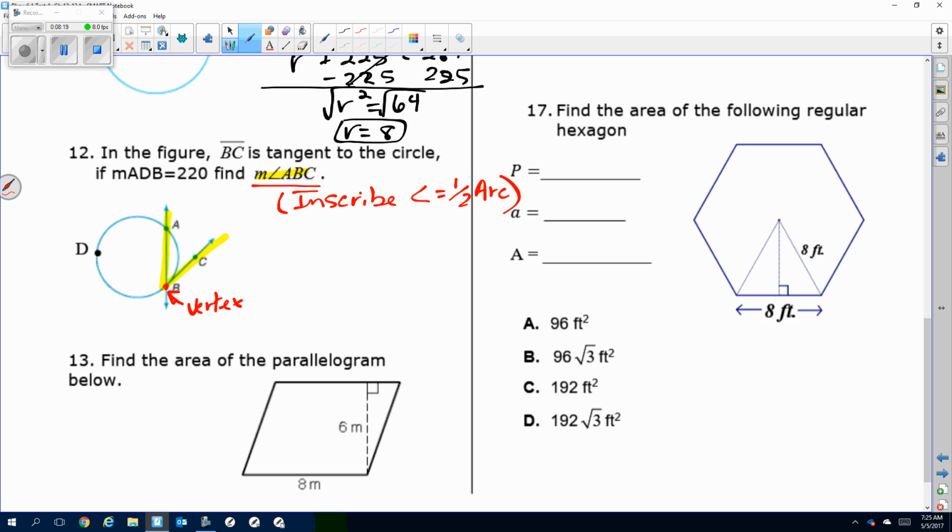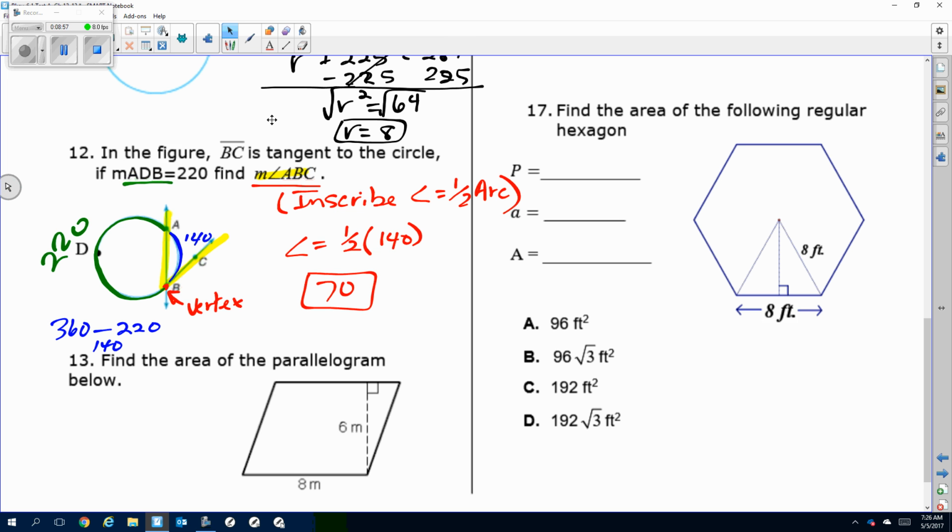So I know that ADB, I'm just going to follow A to D to B, that whole curve right there is 220 degrees. I need to find my missing arc AB, because if I find that missing arc, I can get to my angle. I get to that missing arc by taking 360 minus 220, and I get 140 that remains. To get to my angle, I take half of the 140. So our answer was 70. That takes care of all the circles.